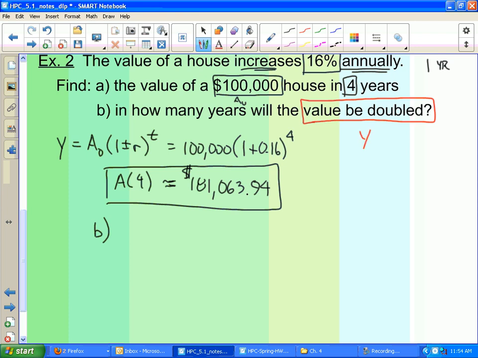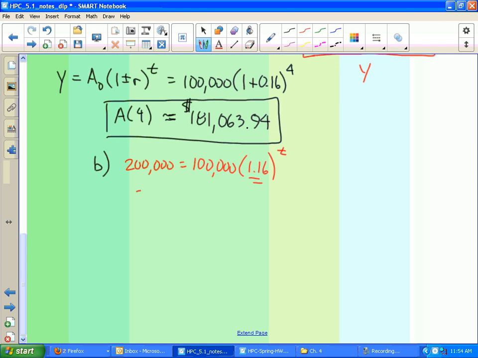So in this equation, I'm going to have 200,000, the value of the house, which started at 100,000. We're still going at 16%. By the way, I'd rather you write it like this than 1 plus 0.06. Just simplify. And then now we're looking for how long it takes us to do that. So we solve for t, divide by 100,000, we get 2 is equal to 1.16 to the t, and here's where I can start trial and error, plugging in some numbers for t until I get close to 2.